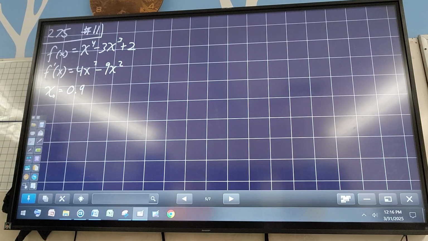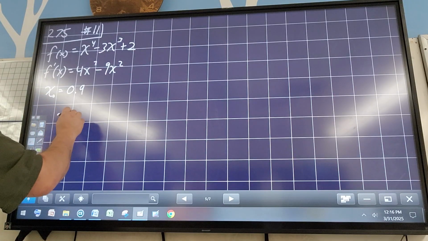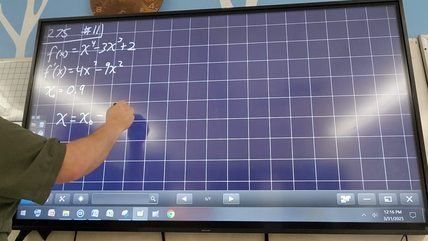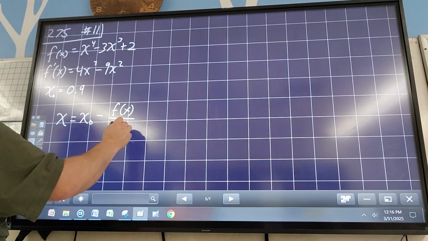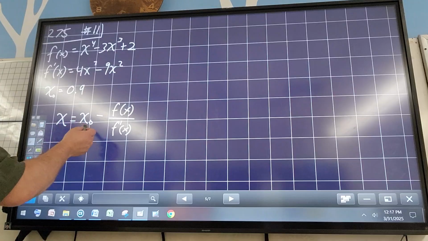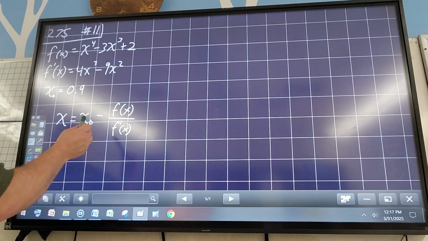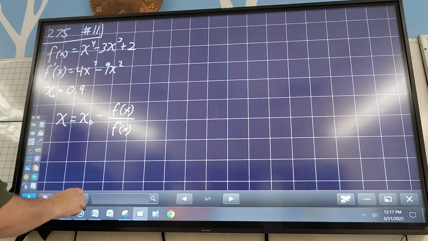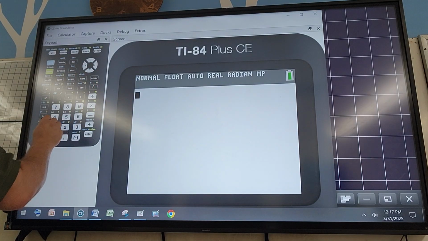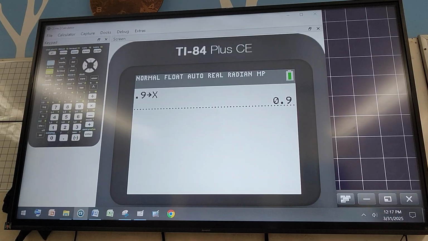Alright, so for Newton's method, each x value is the x value before it minus f of x over f prime of x. Is that correct? Yep. So you can either put this into your calculator by hand or do it otherwise. We'll put it in by hand this time just for practice. So we'll store 0.9 as x. That's our x naught.